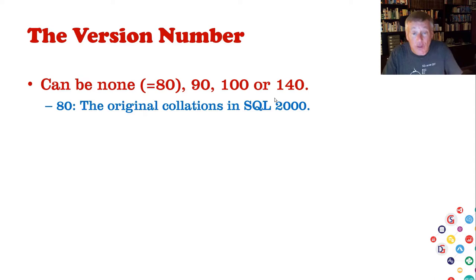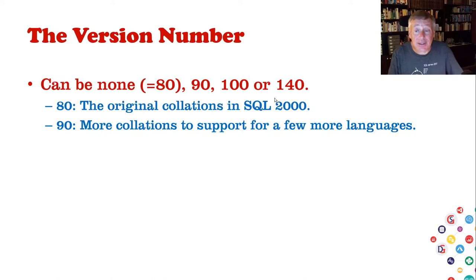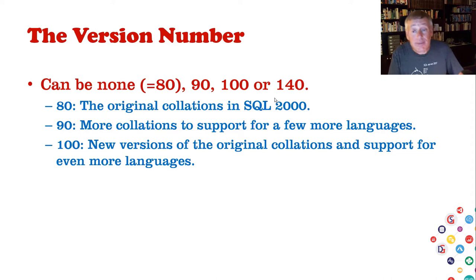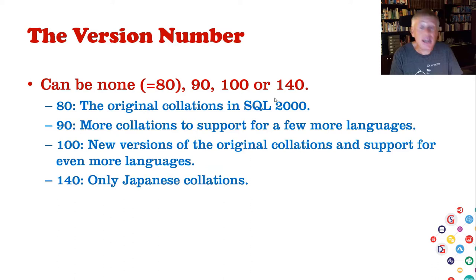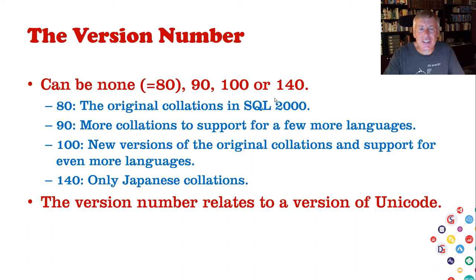In SQL 2005, they added a couple more collations to support a few more languages. And in SQL 2008, they added support for even more languages and also new versions of the original collations. Then they didn't really add any new versions until SQL 2017, but the 140 collations are only for Japanese. Now, the version has some importance, and this is a little bit difficult to explain. First of all, there is a mapping kind of relation to Unicode, so version 80, I think, relates kind of to Unicode 2.1 and this one to Unicode 5.0, but not strictly.